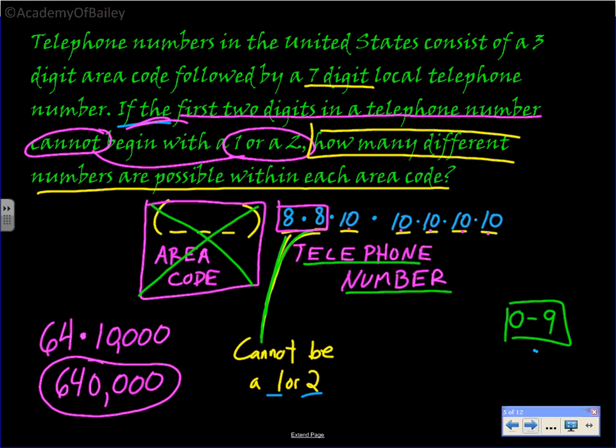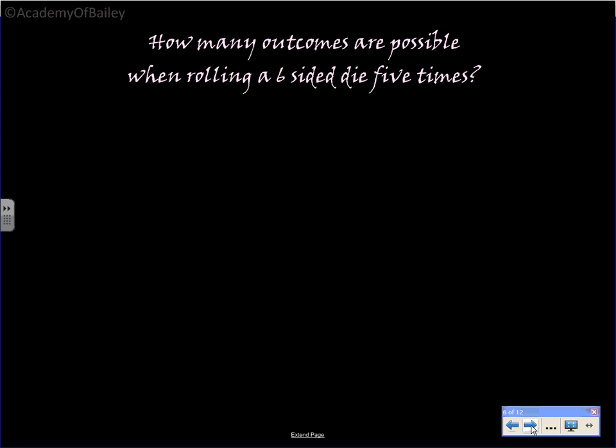Let's move on. This question talks about a die, which is like a dice that you play, that you use for games. How many outcomes are possible when rolling a 6-sided die 5 times? Many people want to just do 6 times 5, and that's not the correct answer, because how many times are you actually rolling this number cube, this die? You're rolling it 5 times, so you put 5 marks there.